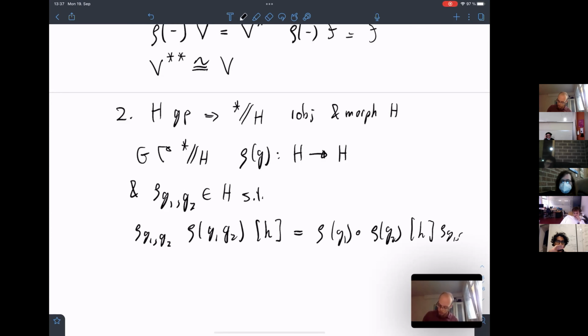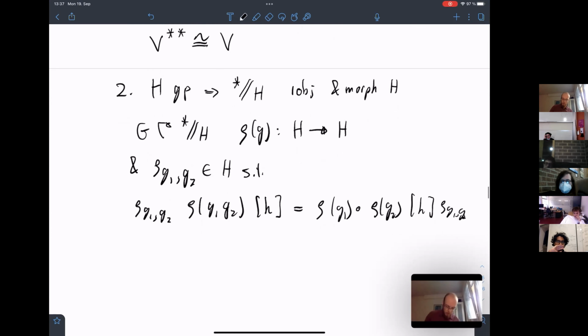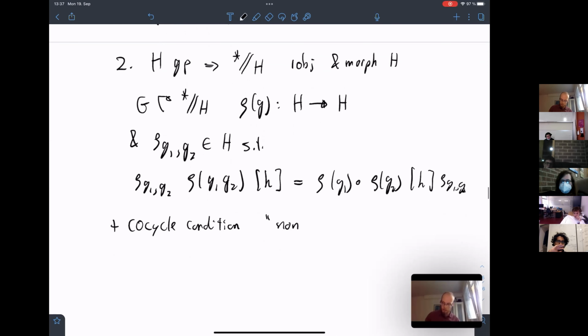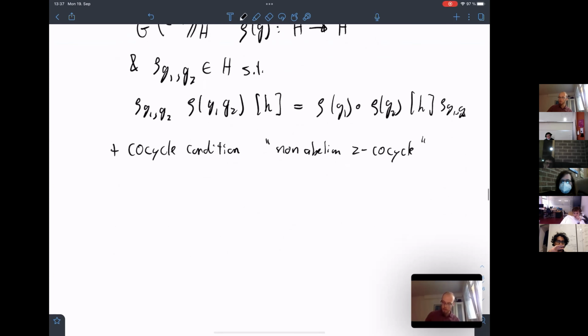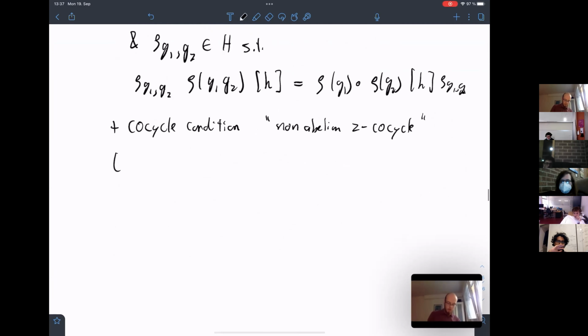So one equation. And then there's another equation, which is sort of a cocycle condition. So like a twisted cocycle condition. And this in group theory is known as a non-abelian cocycle, a non-abelian 2-cocycle. And from these, you can construct a short exact sequence of groups.